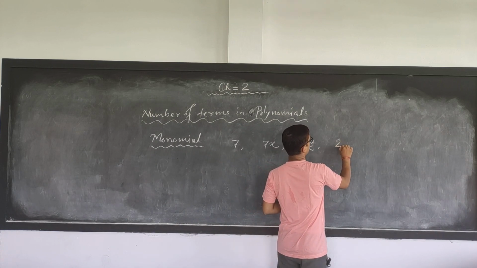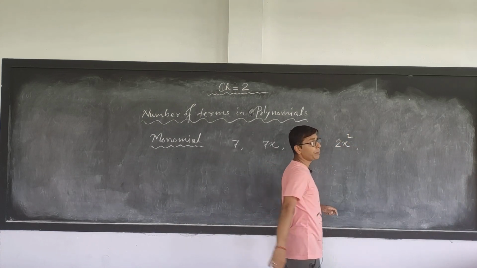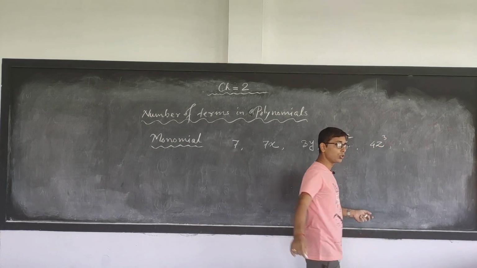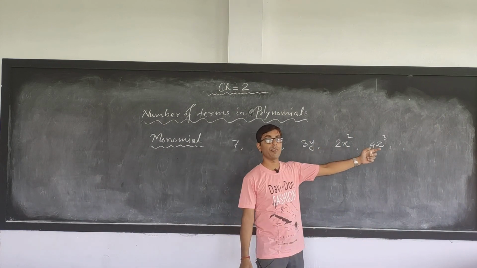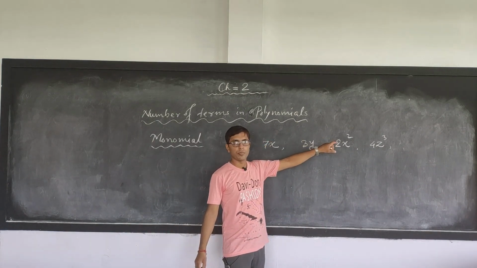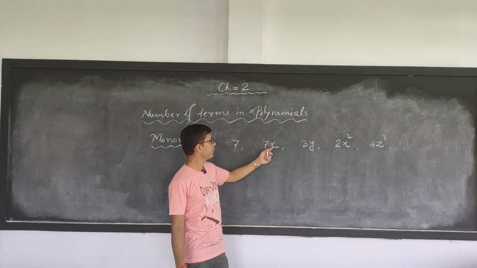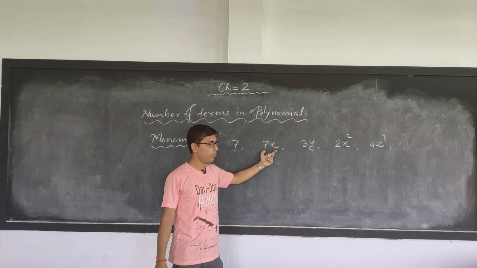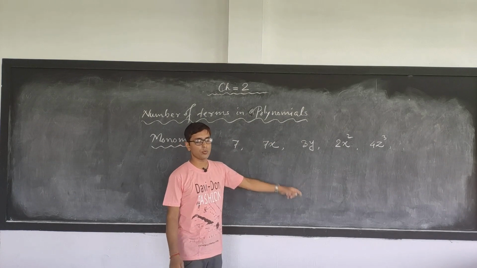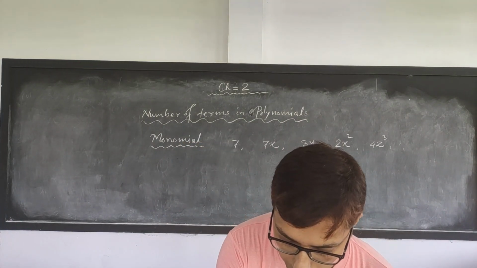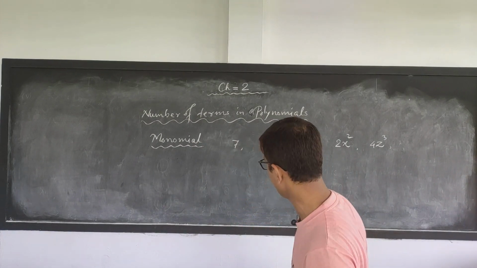Suppose 2x square, this can be a monomial. Suppose 4z cube, this can also be a monomial. So in this way we can write infinite numbers of monomials, right? Doesn't matter what is the power on the monomial. If there is no power, which means the power is 1, then this is called a linear monomial. Monomial it is because there is only one term, that's why it's a monomial. Alright, and linear because its highest power is 1, that's why it's a linear monomial.